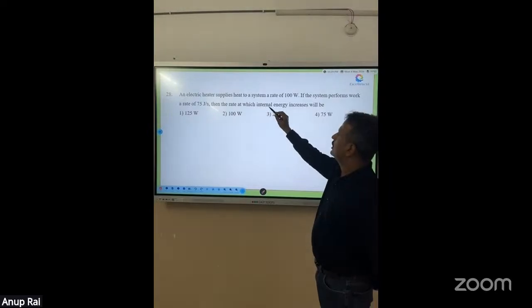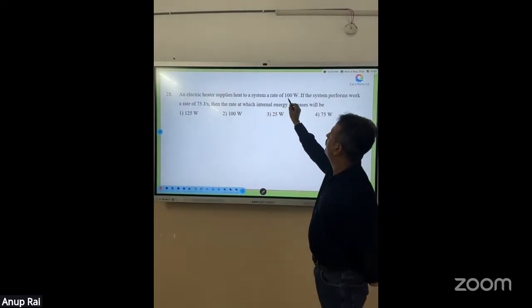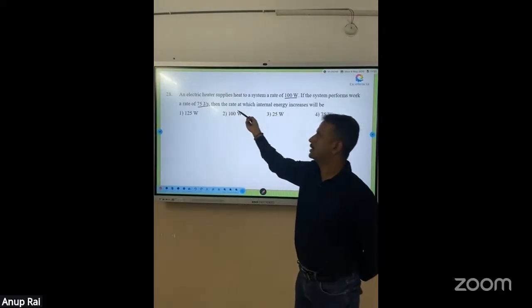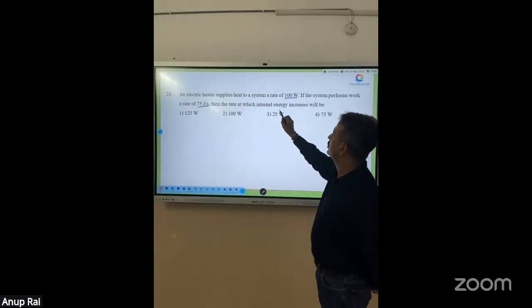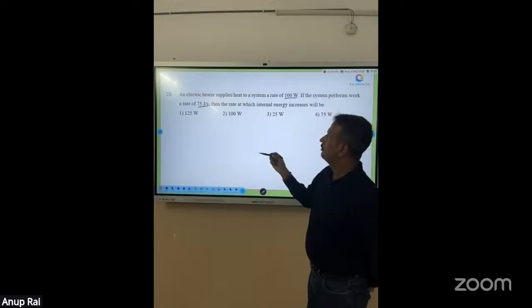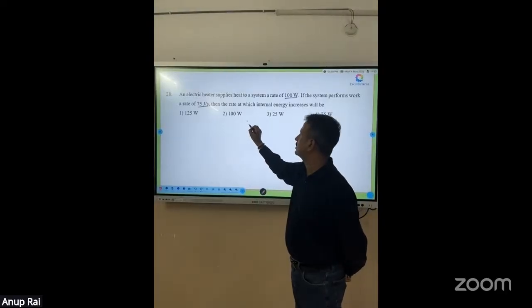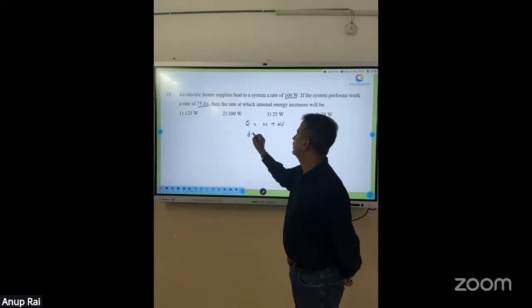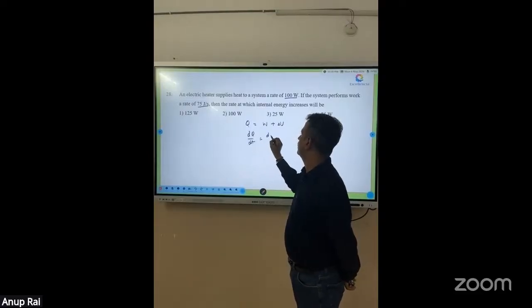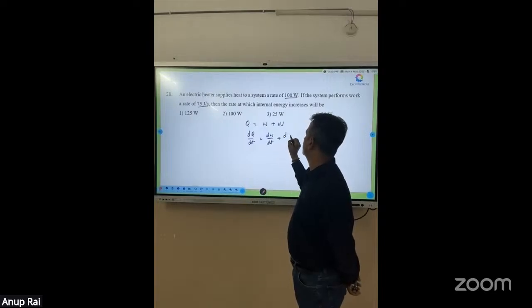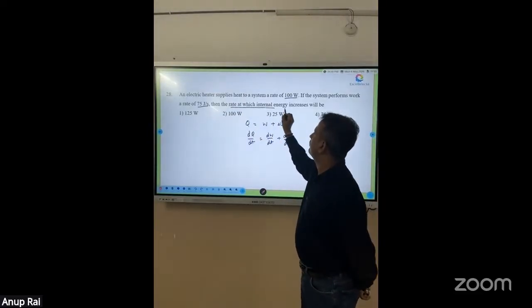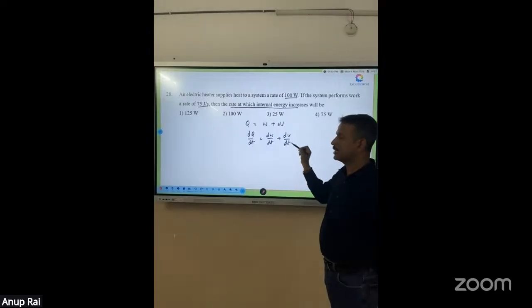An electric heater supplies heat to a system at a rate of 100 watt. If the system performs work at 75 watt, joule per second is watt only, then the rate at which internal energy increases will be? We know from the first law of thermodynamics, Q is equal to W plus delta U. So dQ/dt is equal to dW/dt plus dU/dt. We need to calculate the rate at which internal energy increases, dU/dt. U is the internal energy here.